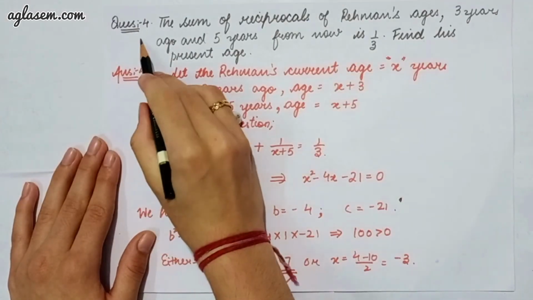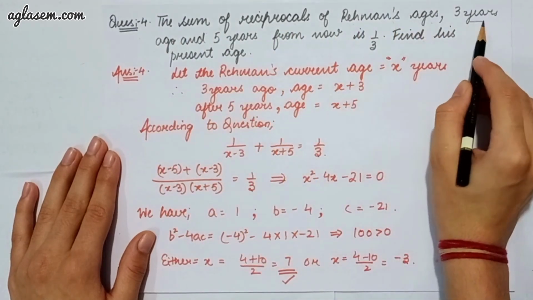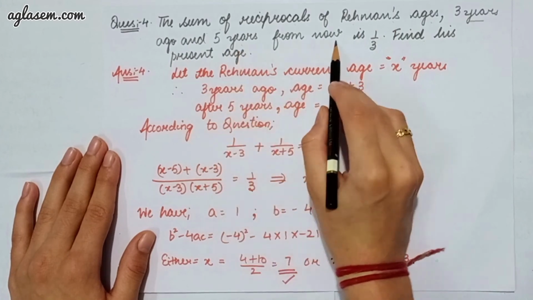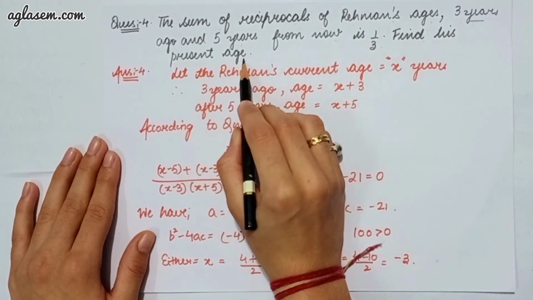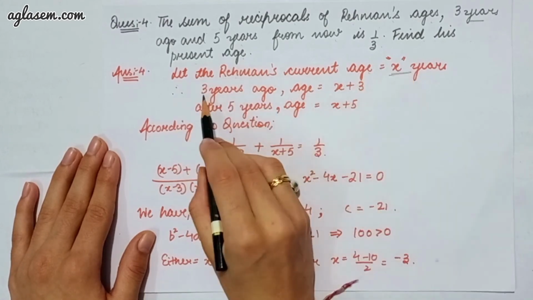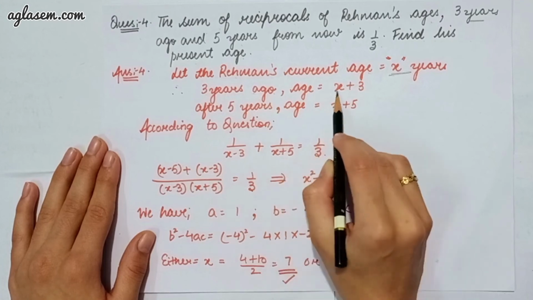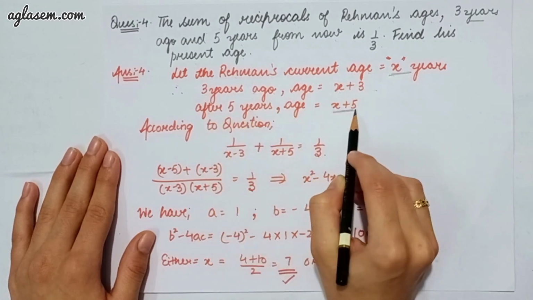Moving to our question number 4, which says the sum of the reciprocals of Raman's age 3 years ago and 5 years from now is 1 by 3. Find his present age. So the answer is, we have to let Raman's current age be x, and therefore 3 years ago his age will be x minus 3. After 5 years his age will be x plus 5.